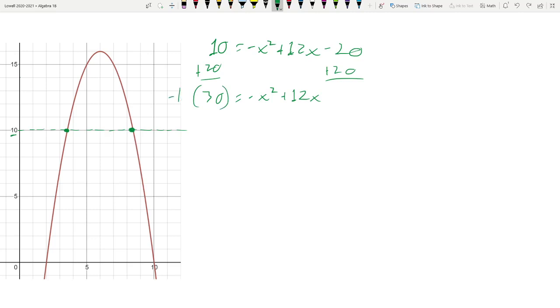Negative 1. And again, on this side, too. So we'll get negative 30 is now equal to x squared minus 12x.